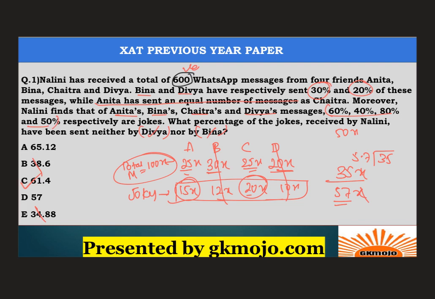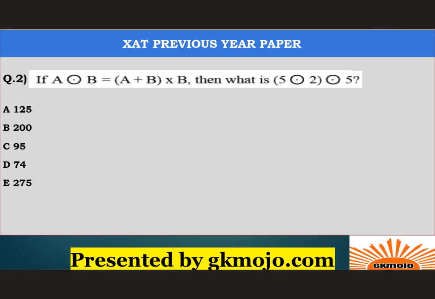So the calculation part you have to do, but concept wise this question was very easy, but at first glance it looks like a very big question and quite a complicated one. I did not even deal with the 600, right? I just took 100x and solved the complete question easily. Let's have a look at question number 2.